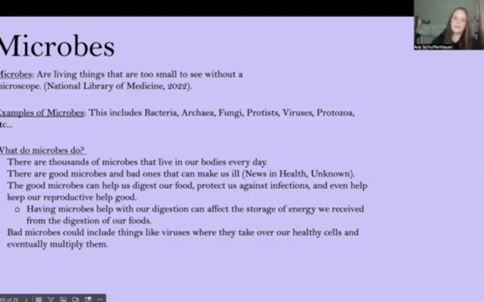The good microbes can help us digest our food, protect us against infections, and even help keep our reproductive health good. Having microbes help with our digestion can affect the storage of the energy we receive from our food. Bad microbes can include things like viruses, where they take over our healthy cells and eventually multiply them.